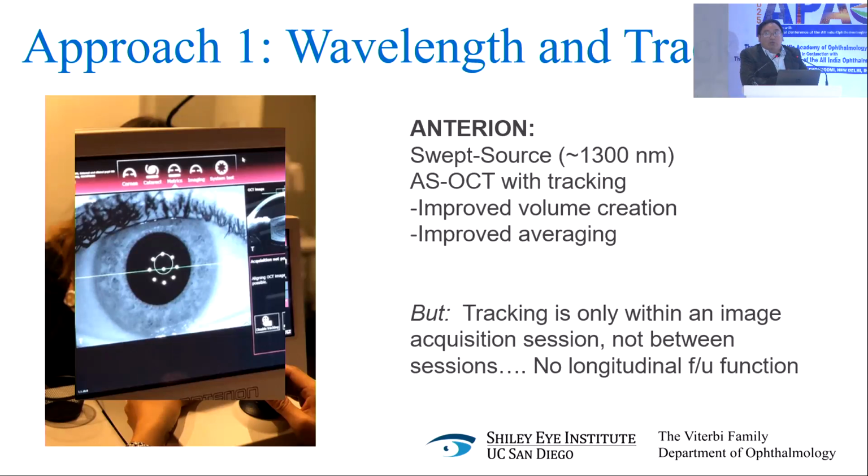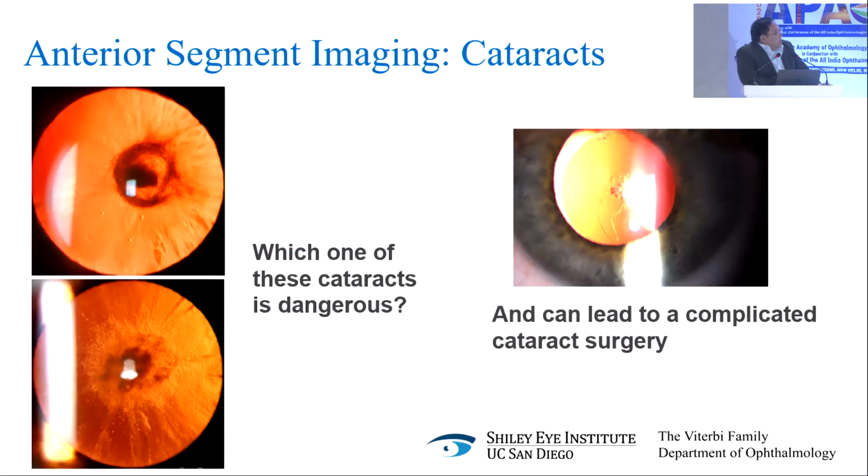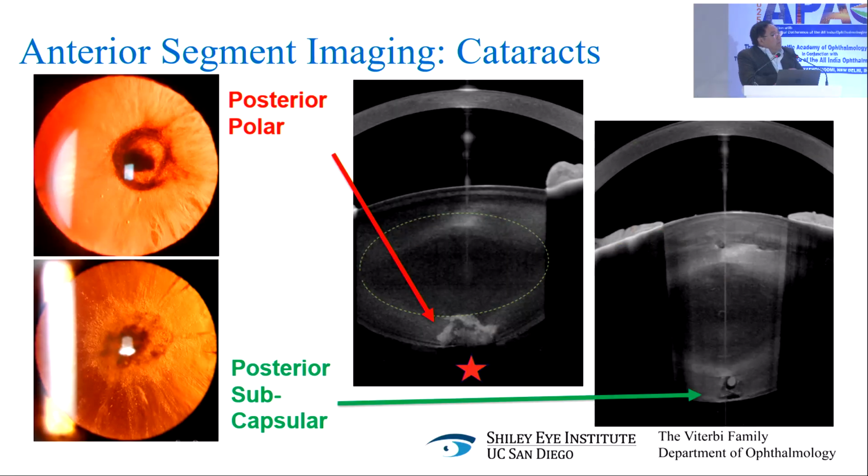So clinically, what can we use this for now? Well, number one, one of these cataracts is scary. One of these cataracts is not. So because we have longer wavelength and we can get a better image, we can start looking at the back and starting to see that certain areas, this is a posterior polar, this is a posterior subcapsular, right? You're gonna need the depth, and if there's a bad cataract, you're gonna need the averaging with tracking to actually be able to image all the way through.